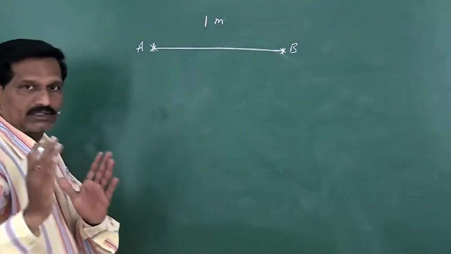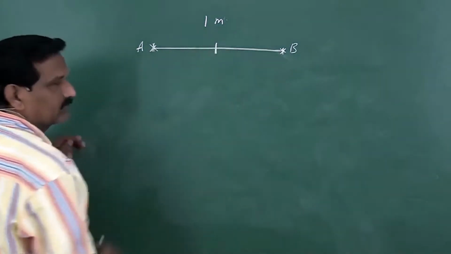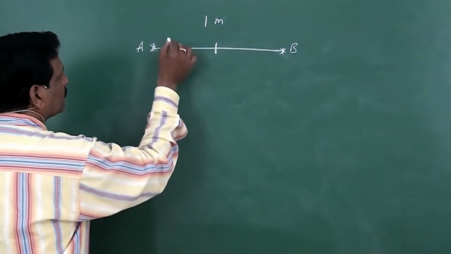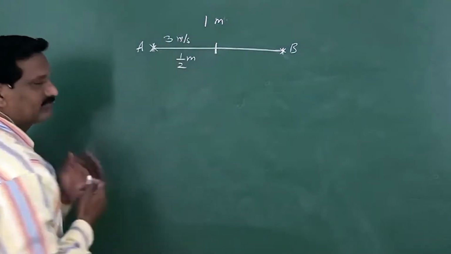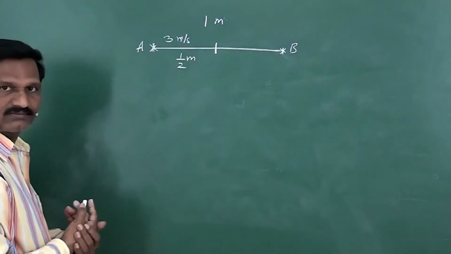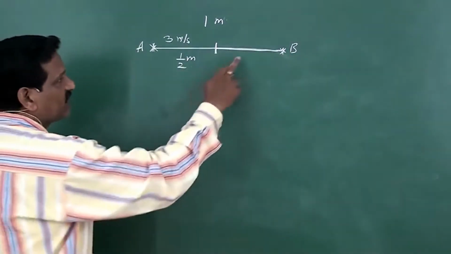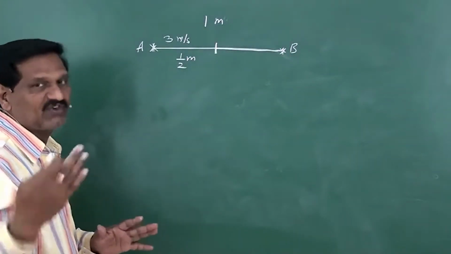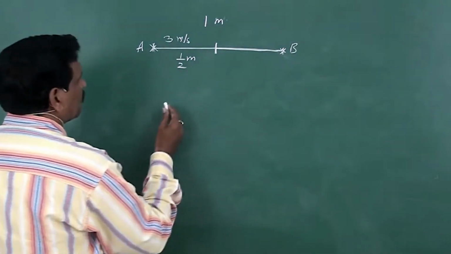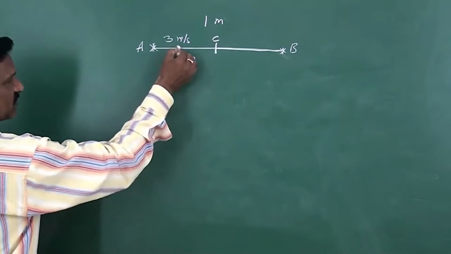And here the car covers the first half distance. This is the first half, that is half meter. This half meter is covered with a speed of 3 meter per second. Then the remaining half is covered in two equal time intervals. That means, suppose the time taken to cover the distance AC, that is the first part.